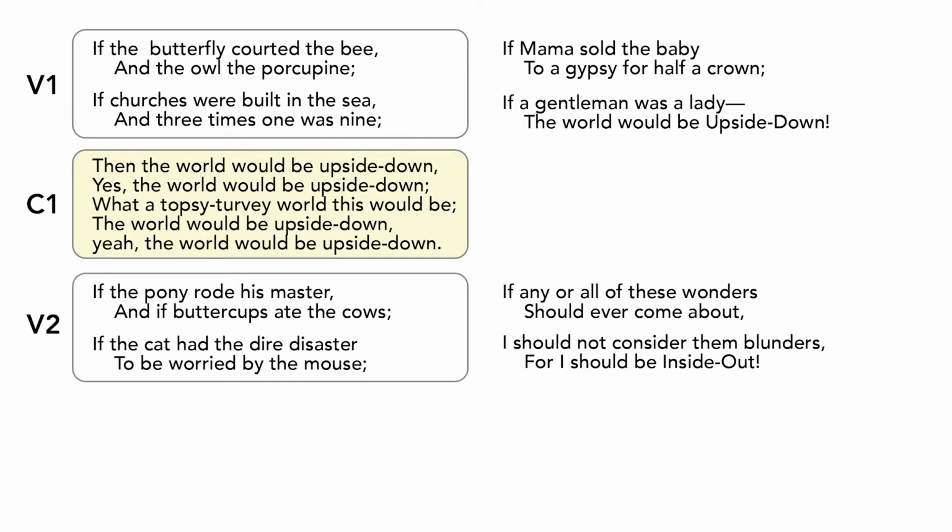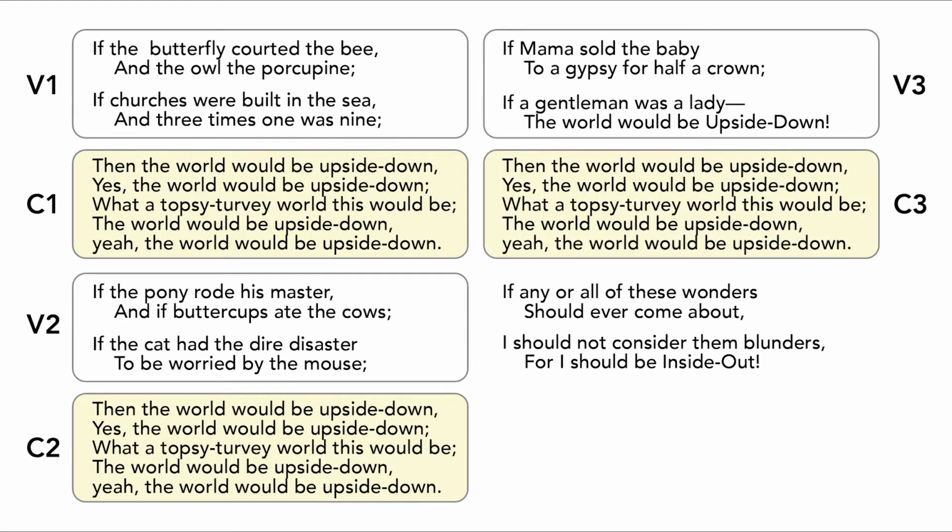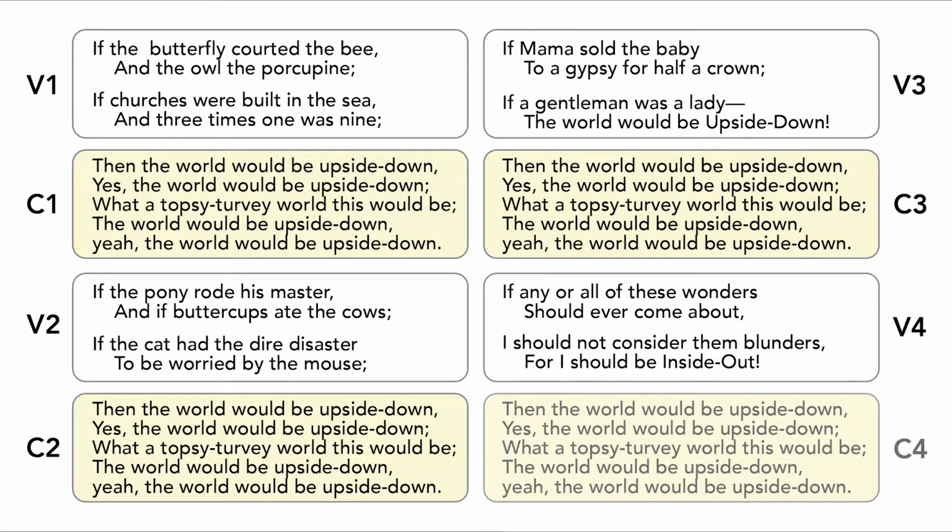And then the next few lines become verse 2 about the pony riding his master, buttercups eating cows, and the cat that's afraid of the mouse. And then again, once that surreal imagery is continued in verse 2, she again inserted a chorus with the repeated lyrics of the world being upside down and it being a topsy-turvy world. That's chorus 2. Then she carries on with the third verse, then the insertion of a third chorus, and then verse 4 and chorus 4.